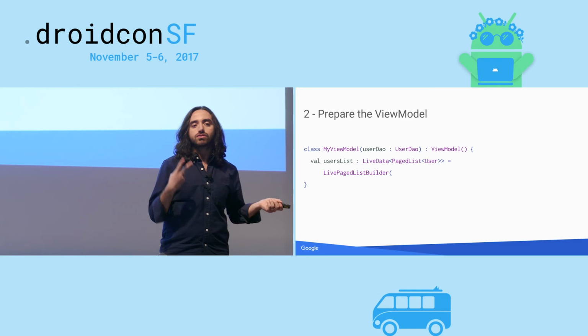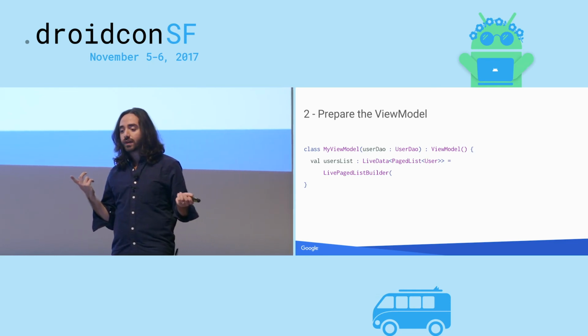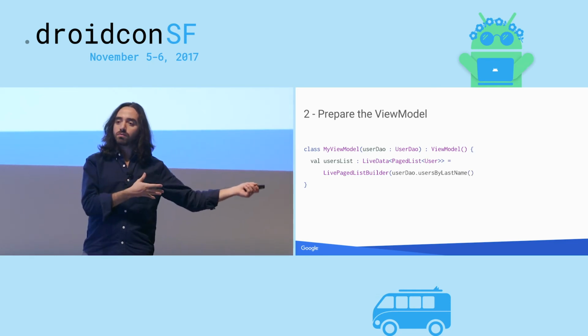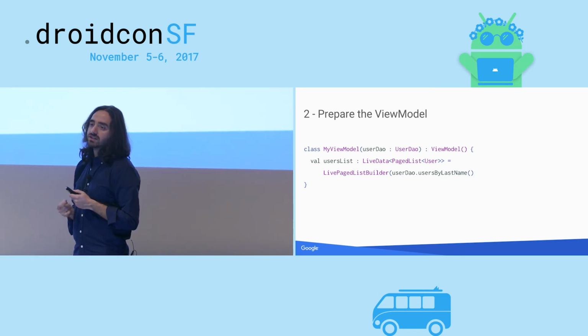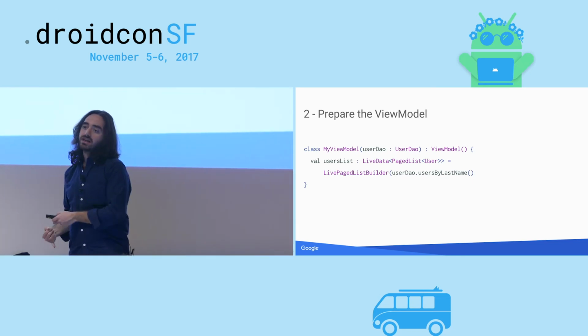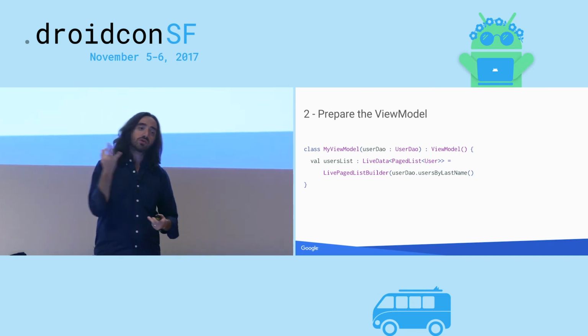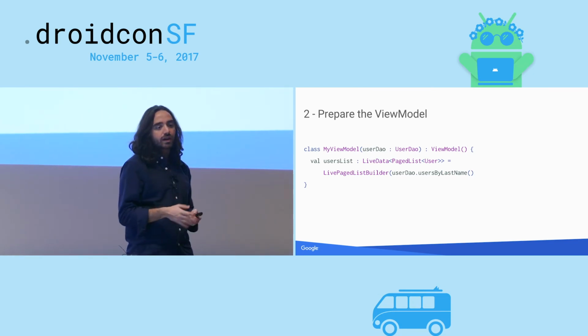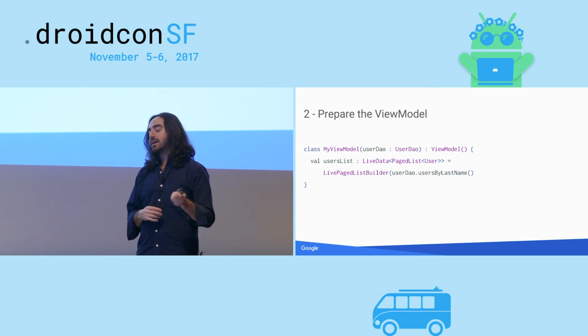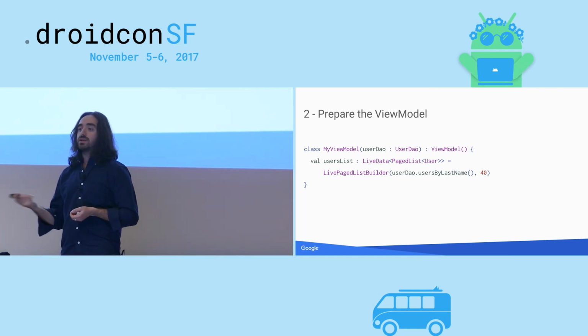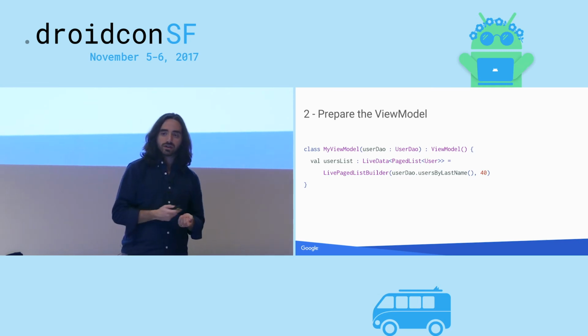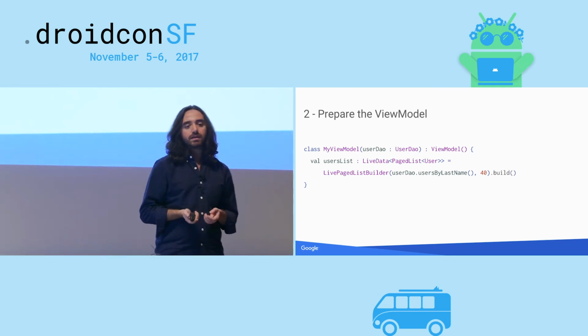And this requires two things. It asks for a data source factory. You can just grab one from the DAO. And it also asks for a PagedList configuration. Things like, what is your page size? When do you want to prefetch? Do you want to show placeholders or not? This kind of configuration. And it has a simple one-argument constructor for the common case where you want to just give it a page size and let it choose the other defaults. And then you call build on it.